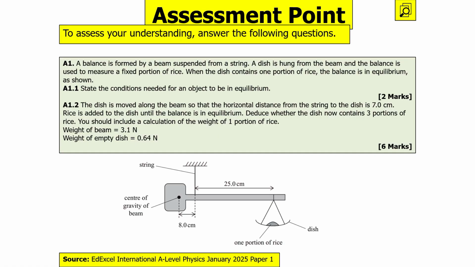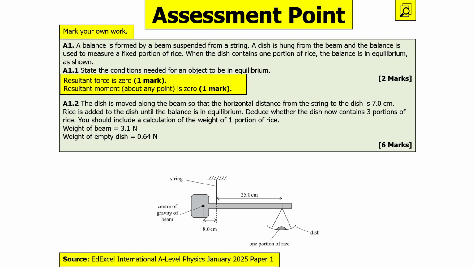Then the dish is moved along the beam so that the horizontal distance from the string to the dish is 7 centimeters. Rice is added to the dish until the balance is in equilibrium. Deduce whether the dish now contains 3 portions of rice. You should include a calculation of the weight of one portion of rice. The weight of the beam is 3.1 newtons and the weight of the empty dish is 0.64 newtons. So, pause the video now, then unpause the video when you want to go through your answer.